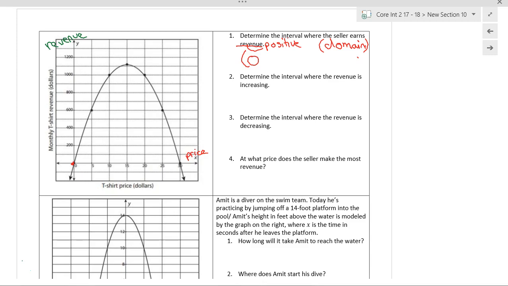This parenthesis means I'm not including 0, kind of like less than or equal to versus greater than. So I'm in the positive, still positive, really positive, decreasing but still positive. Right here at 30 is where I hit 0, and after that, I'm going to be negative money. So the only place where I'm earning money is between 0 and 30.